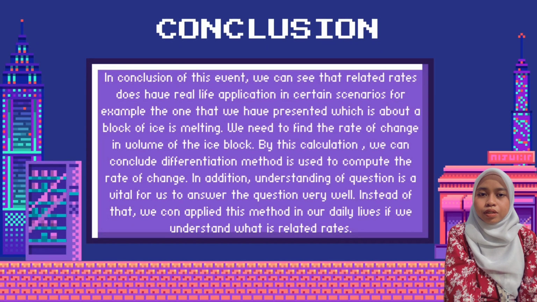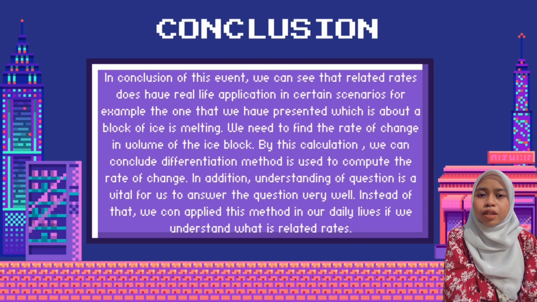In conclusion, we can say that related rates do have real-life applications in certain scenarios. For example, the one that we have presented is about a block of ice melting. We need to find the rate of change in volume of the ice block. By this calculation, we can conclude that the differentiation method is used to compute the rate of change. In addition, understanding the question is vital for us to answer it well. Besides that, we can apply this method in our daily lives if we understand what related rates are.